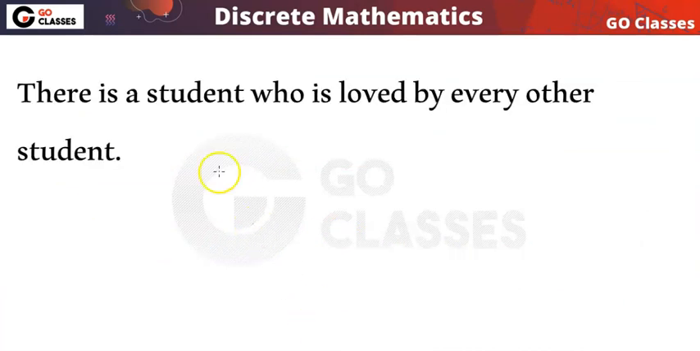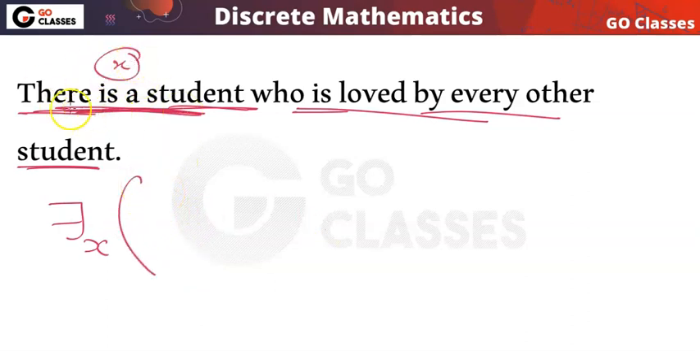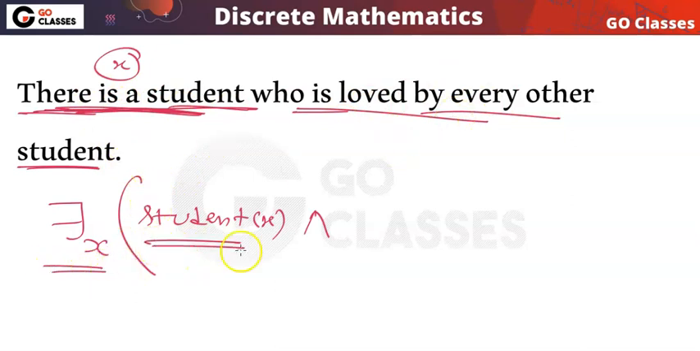Okay, next, there is a student who is loved by every other student. It means there exists a student, there exists x, so let's call it x. There exists an x such that x is a student. What is it saying? It is saying that there exists a student who is loved by every other student. So I can say there exists x such that x is a student and everyone basically loves x.